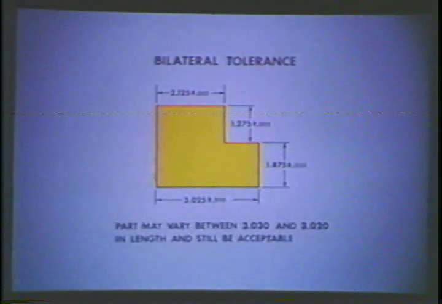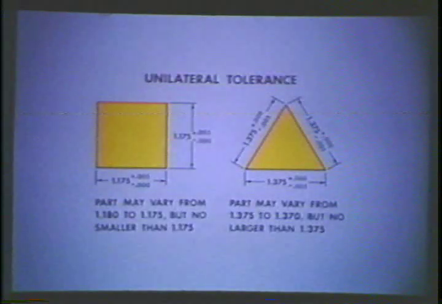An item that can be made a few thousandths either smaller or larger than the specs is said to have a plus or minus tolerance known as bilateral tolerance. If the item can be too large but not too small, or vice versa, then it is said to have a unilateral tolerance. Don't confuse the term allowance with the term tolerance. They're not the same.